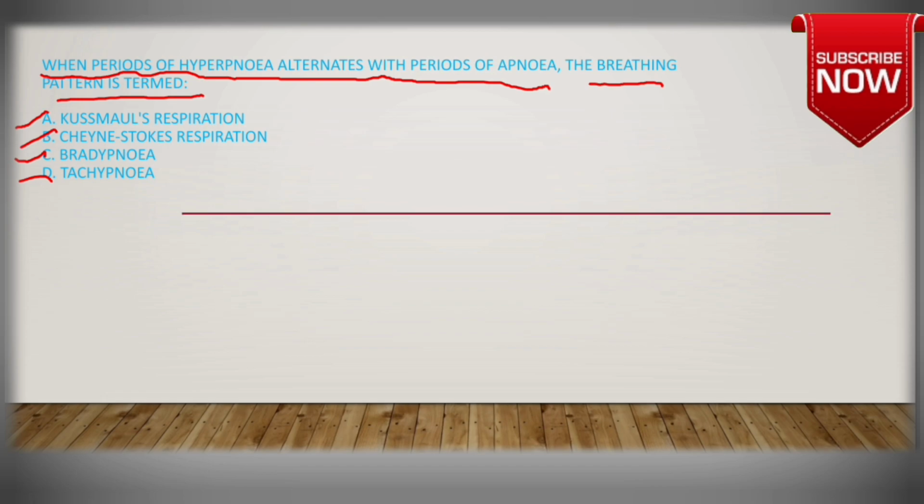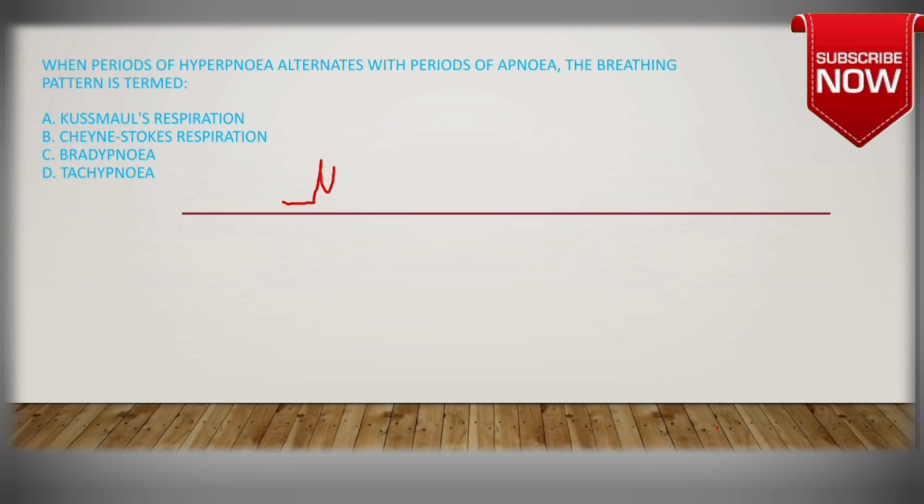The correct answer is option B, Cheyne-Stokes respiration. Cheyne-Stokes respiration is a gradual increase in respiration followed by a gradual decrease in respiration, then a period of apnea.